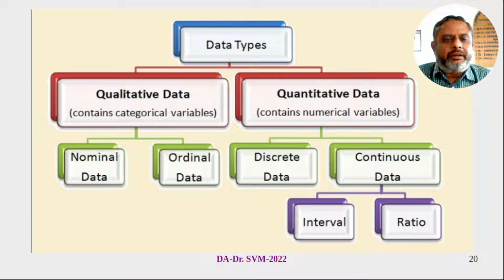The qualitative data may further be classified into nominal data and ordinal data. On the other side, quantitative data may further be divided into discrete data and continuous data. The continuous data may further be divided into interval and ratio type of data. Let's see what these mean.